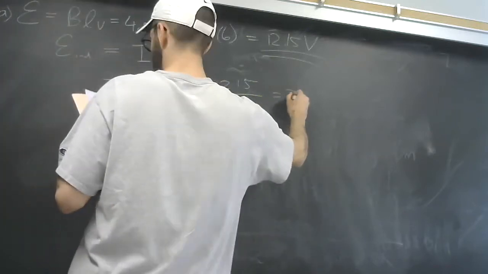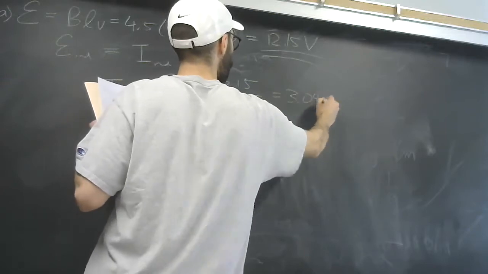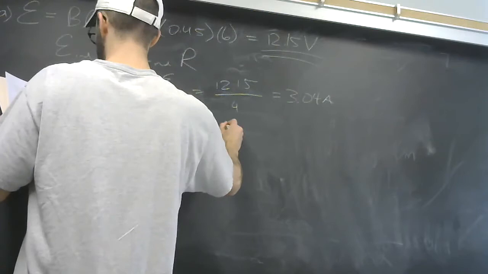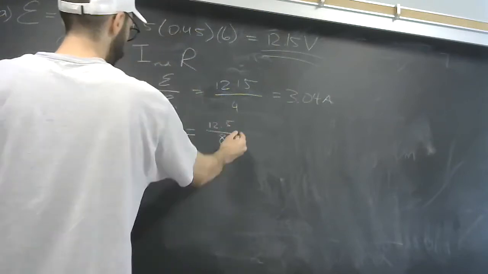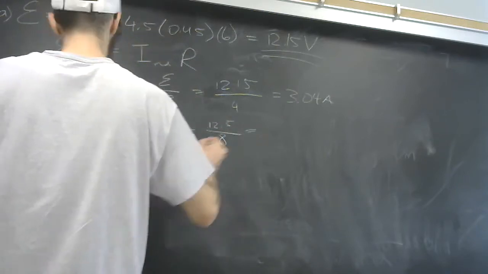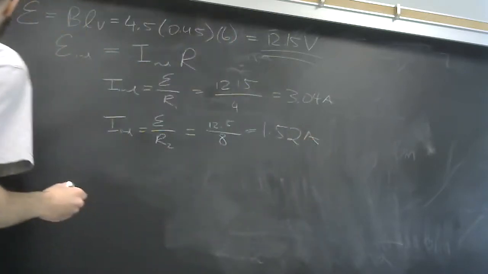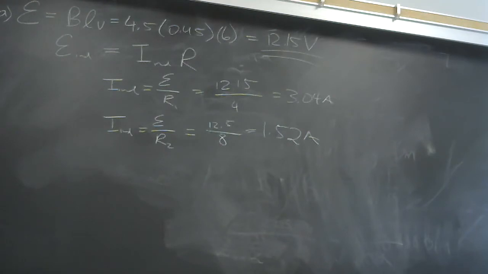Okay. And then, just simple plug and chug here, plugging in both of their resistors. 1.5. All right, so now we have the induced currents on each one.